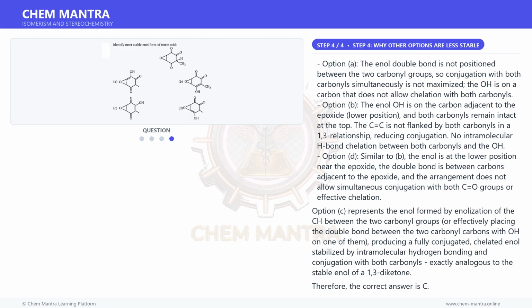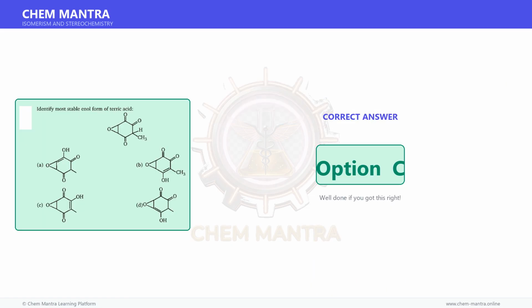or effectively placing the double bond between the two carbonyl carbons with OH on one of them, producing a fully conjugated, chelated enol stabilized by intramolecular hydrogen bonding and conjugation with both carbonyls, exactly analogous to the stable enol of a 1,3-diketone. Therefore, the correct answer is C. Therefore, the correct answer is option C.